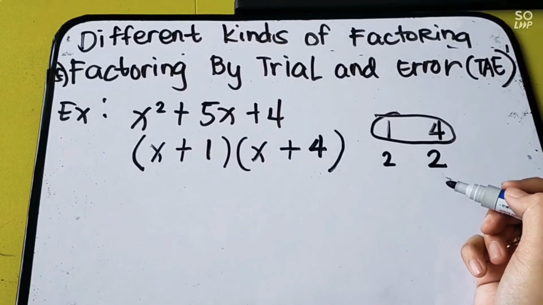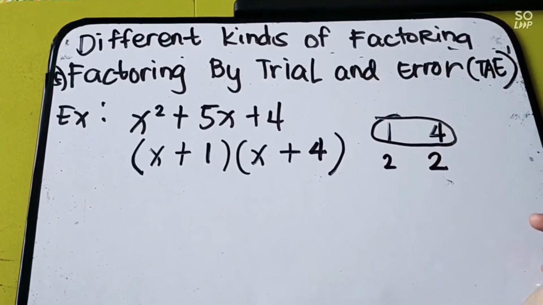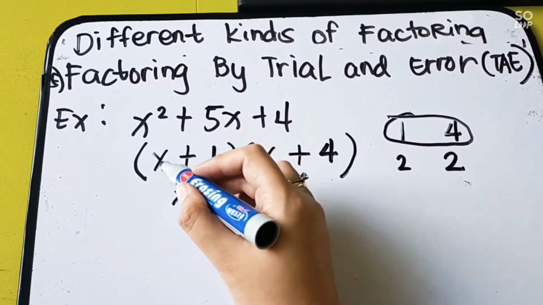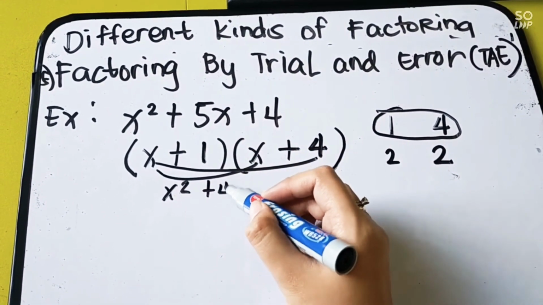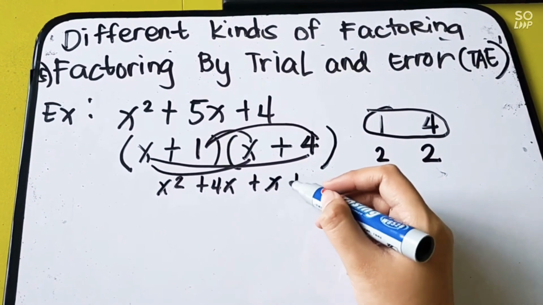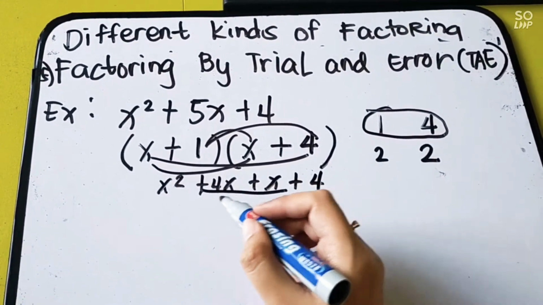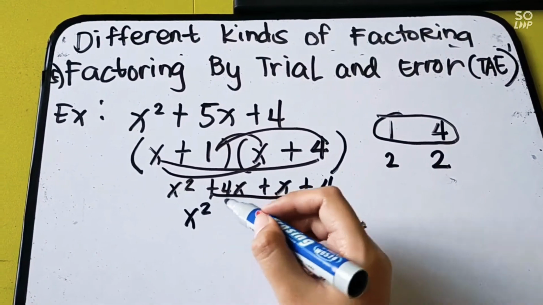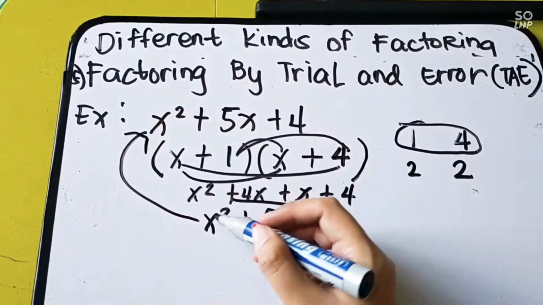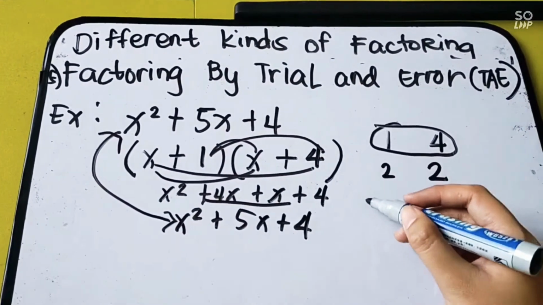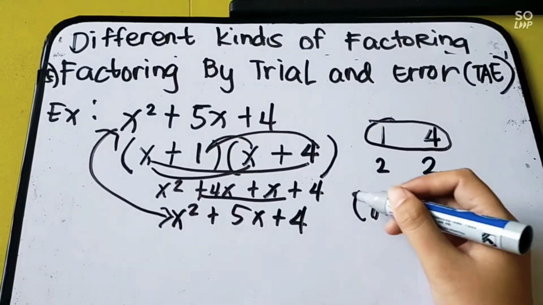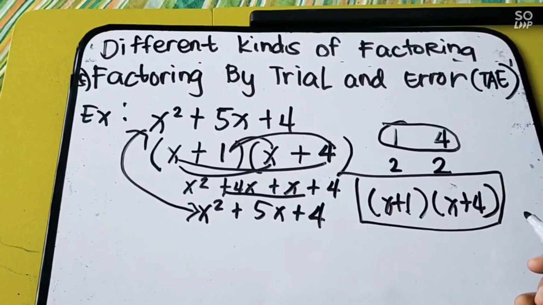So, how will you check your work? Ang kabaliktaran ni trial and error is FOIL method. So, let us have x times x, we have x squared. x times 4, we have plus 4x. 1 times x, we have x. 1 times 4, the answer is plus 4. Combine 4x plus x. So, we have x squared plus 5x plus 4. Is it correct? Okay. So, therefore, our factors of x plus 1 times x plus 4 is correct. Okay? So, clear? That is trial and error.